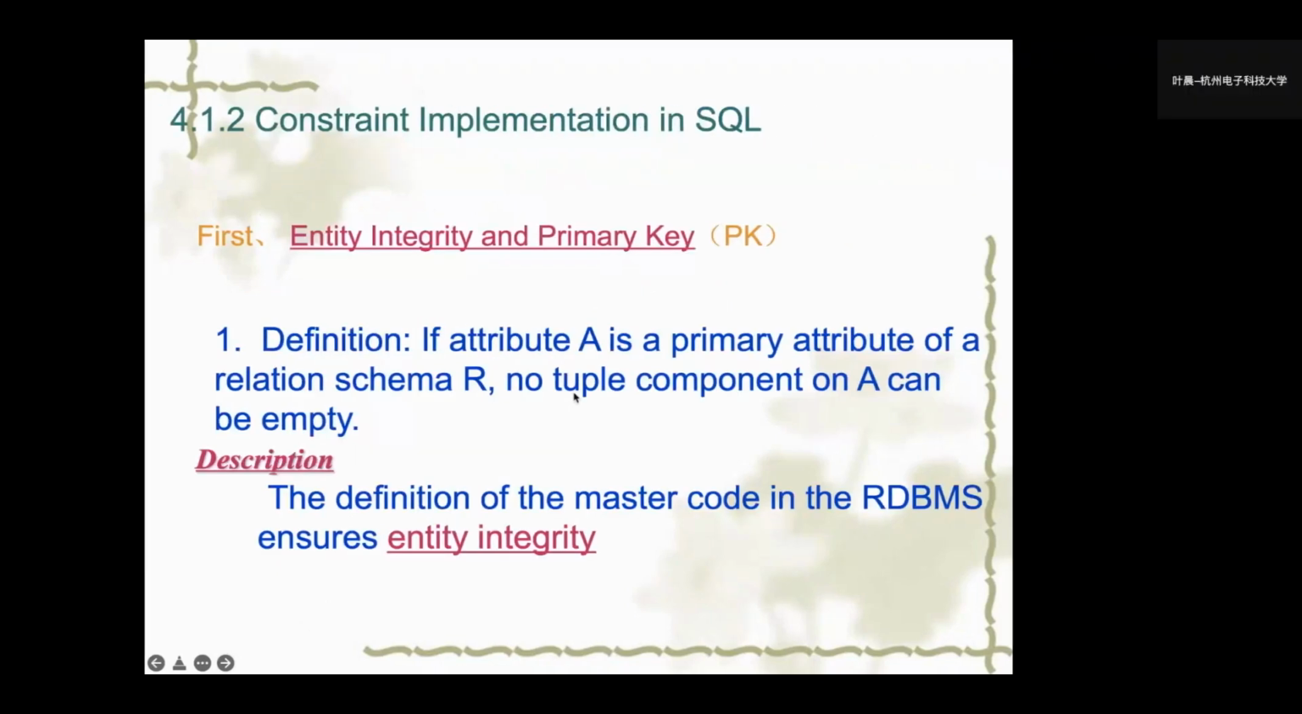And first, let's see how to implement these constraints in the SQL language. First is the entity integrity and primary key. We have introduced before that for entity integrity, if an attribute A is a primary attribute of a relation schema R, no tuple component in A can be empty. So the definition of the primary key in the DBMS can ensure the entity integrity.